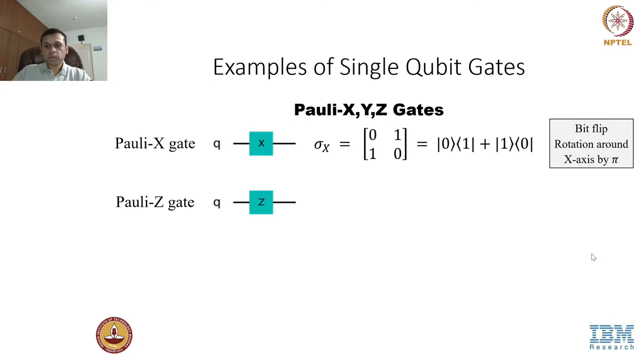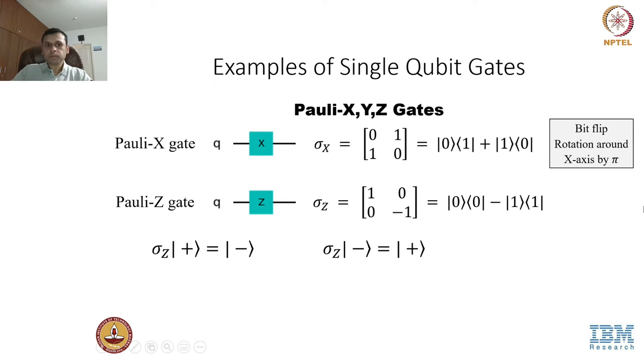The Pauli Z gate performs something related. So this is the matrix and this is the Dirac form of the Pauli Z gate. Let's see what it does. The Pauli Z gate transforms our plus state, which lies at one end of the x-axis, to the minus state, which lies at the other end of the x-axis, and vice versa. It transforms the minus state to the plus state. And on the Bloch sphere, the Pauli Z gate is going to do a phase flip.